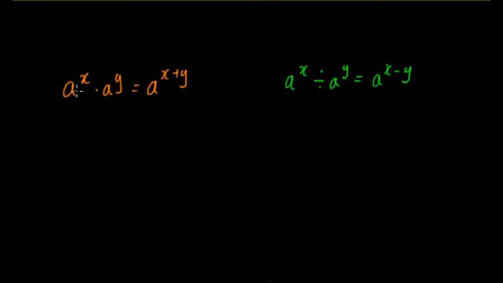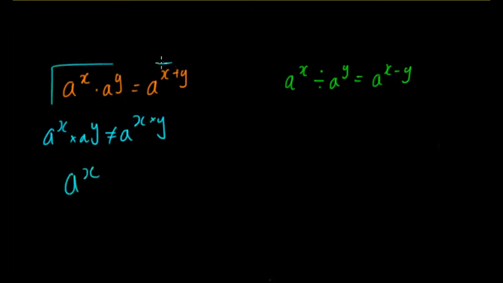So we have a to the x times a to the y is equal to a to the x plus y. So a to the x times a to the y is not equal to a to the x times y, so you can't just multiply and put that up at the top. Rather, as this shows up here, a to the x times a to the y is equal to a to the x plus y.